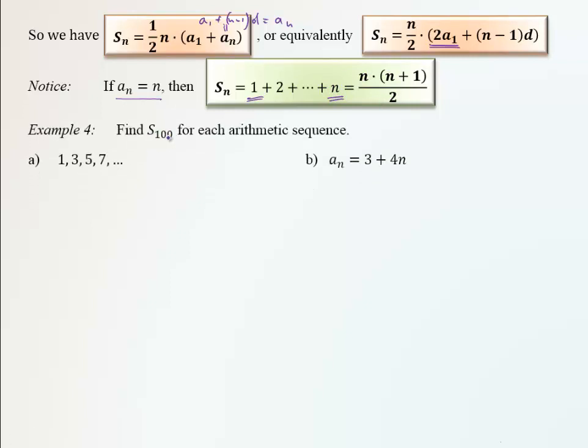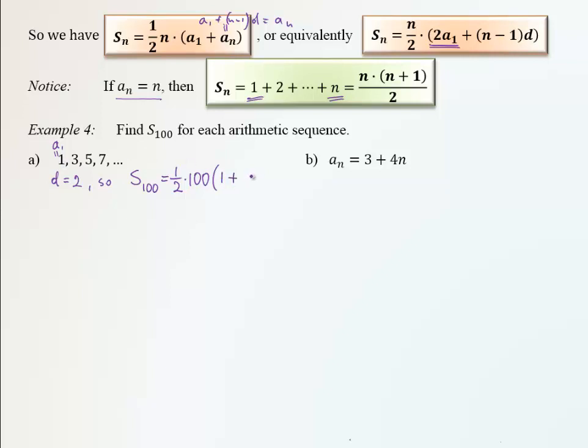Find the sum of the first 100 terms for each arithmetic sequence. So here we have a sequence of odd numbers. We have a1, which is 1, and we have d, which is 2. They differ by 2. So S100, according to our rule, is 1/2 of n, which is 100, and then we need to add the first and the last term. The first term is visible, it is 1.